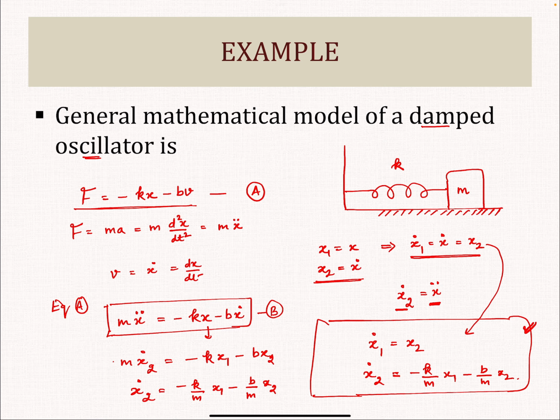Okay, this system is said to be linear because x1 on the right hand side and x2 on the right hand side all have power 1. So it is a linear system. In case the power is not 1, then we can call it a non-linear system. So this is an example of a linear two-dimensional system.